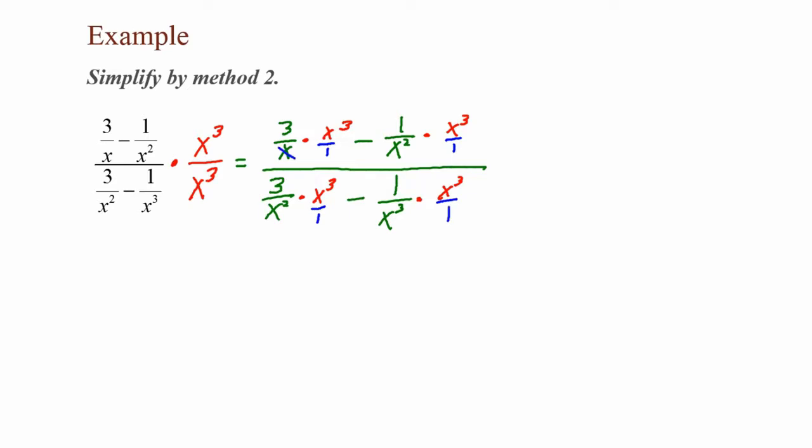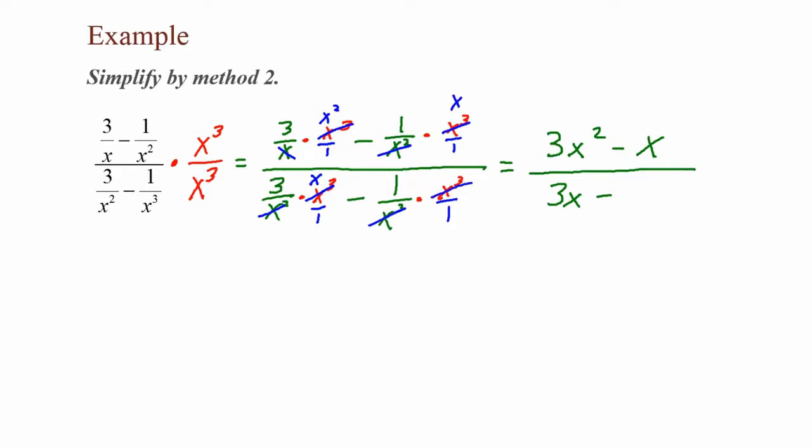X cancels with your x to the third, leaving an x squared. So I have 3x squared minus my x squared cancels with my x to the third, leaving an x to the first, and 1 times x is x, so that's my new numerator. Looking at my denominator, x squared cancels with x to the third, leaving x, and 3 times x is 3x, minus x to the third completely cancels, and 1 times 1 is just 1.